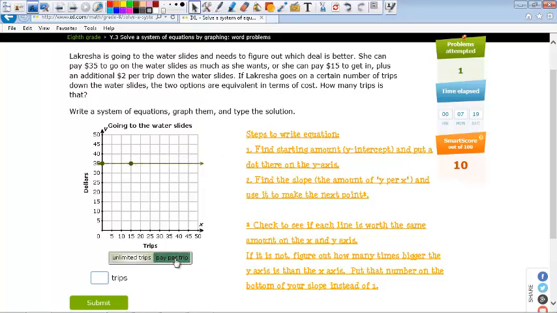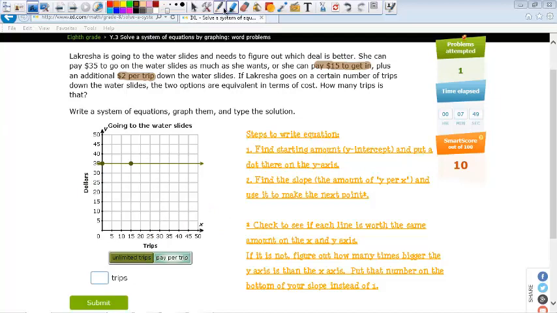Okay, our other option is pay per trip. And so let's find our starting amount. To get in, she automatically has to pay $15. So that is our starting amount, the amount that we have to pay right up front. And then $2 per trip would be our slope, dollars per trip.